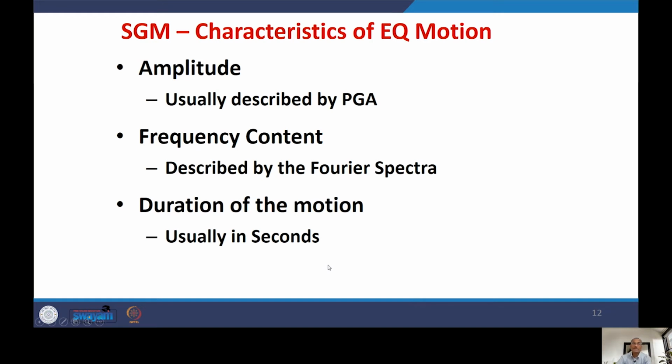So rather than using the complete time history, we use these three parameters, and naturally the amplitude, PGA, is most of the time the most influencing parameter. Its influence is larger than others. And then you have frequency content. The frequency content influence will be higher when you are going near to the natural frequency of the system. Okay, so using these three parameters, we can characterize the earthquake motion. So this was regarding SGM.